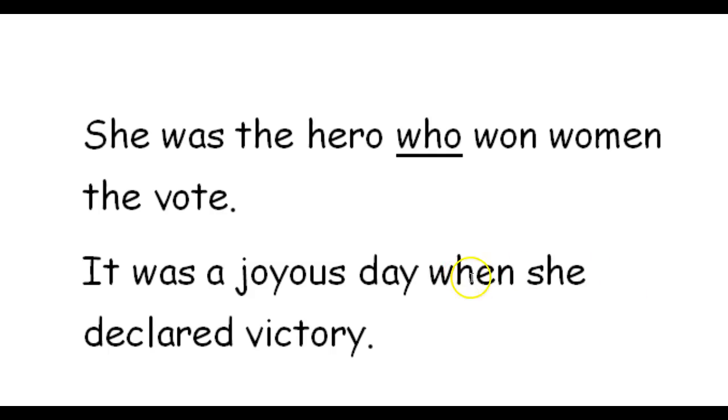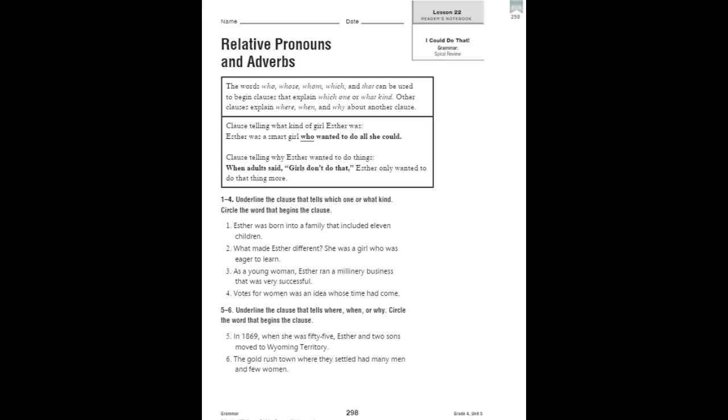How about, it was a joyous day when she declared victory? This tells about a time, and this is a relative adverb. The word when is the word that we're looking for. Turn to page 298 in your reader's notebook. We're going to practice some more with relative pronouns and adverbs. Up here in the top box, it gives you the words that can begin the phrases you're looking for: whose, whom, which, and that, where, when, and why.